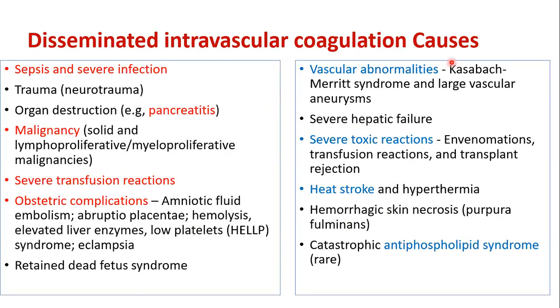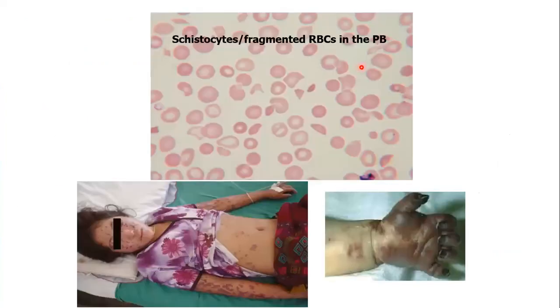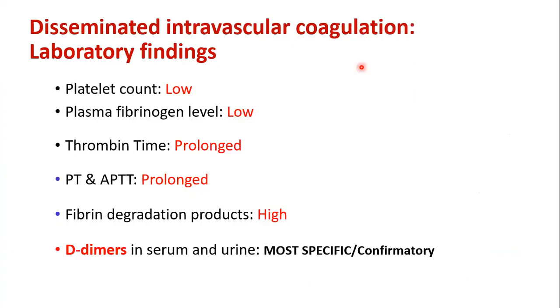COVID-19 activates your immune system, and what we call a cytokine storm happens, causing activation of coagulation and microthrombi. So DIC is a complication of COVID-19, remember. D dimer in serum and urine is high. That's why in COVID-19 patients we do a D dimer screening test to see whether there is activation of the coagulation and fibrinolytic systems. If D dimer is high, then immediately you need to take care.